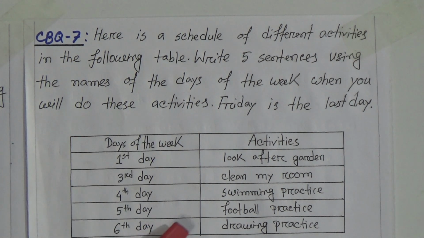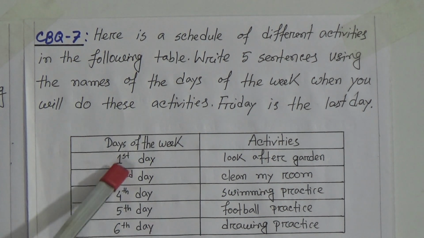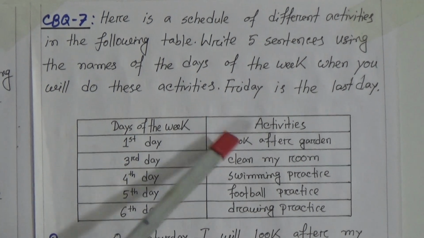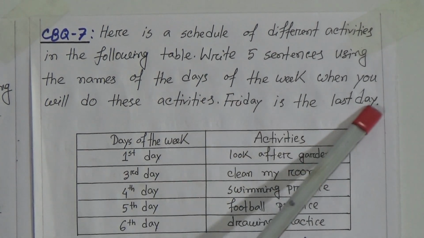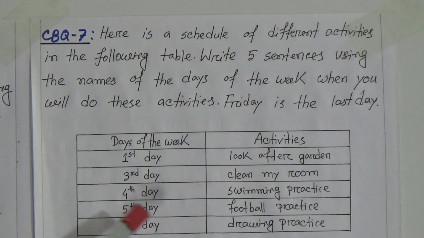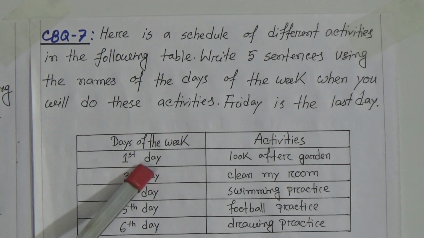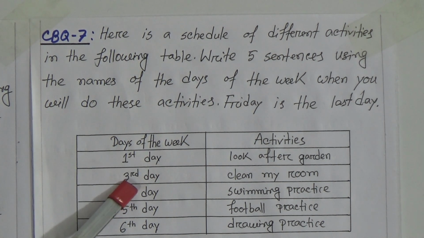If you notice the table very clearly, you will find out the first day. What is the first day of the week? Here in the question, it is mentioned that Friday is the last day. So the first day of the week is Saturday. And again the activities of third day. Third day means Monday, and fourth day means Tuesday. Fifth day means Wednesday, and sixth day means Thursday. So you will mention the activities on the particular day in your answer.